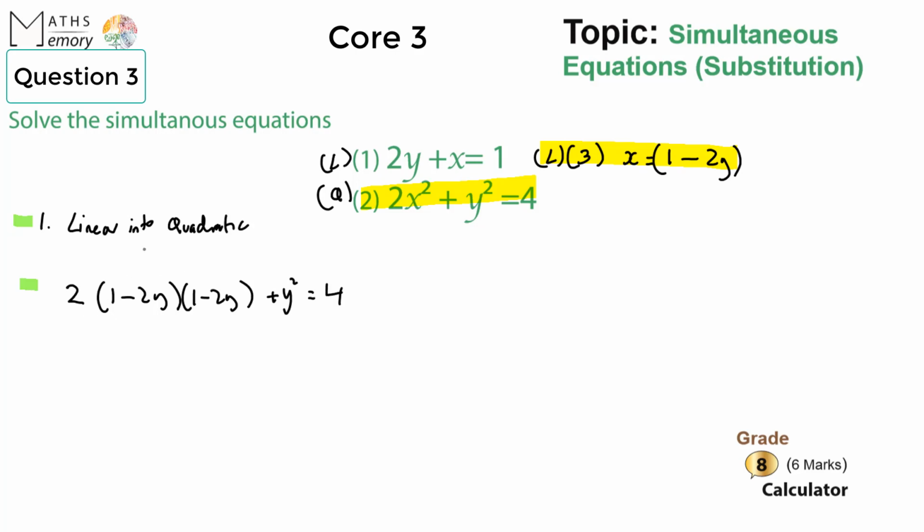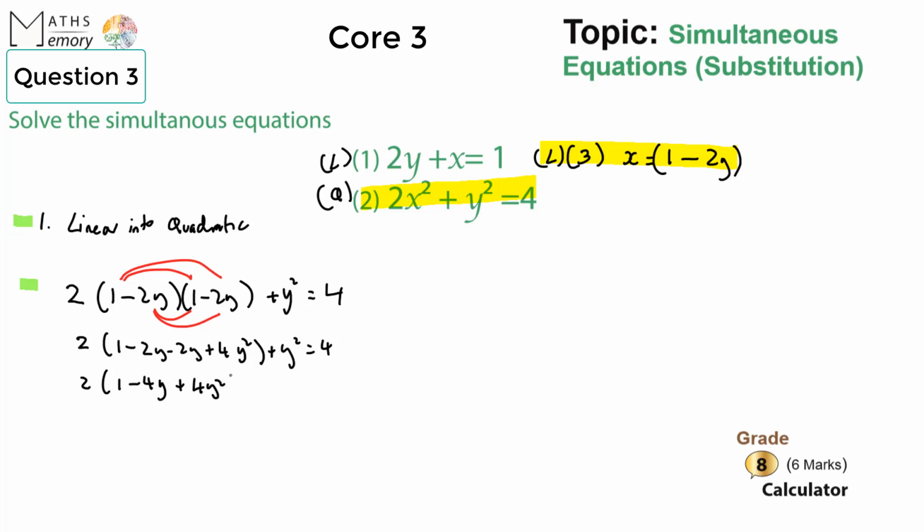Let's now multiply these brackets out over here. Crab claw, 1, 2, 3, 4. Another way of doing this is to multiply this bracket by 2 first of all, and then that answer by 1 minus 2y. But either way, it doesn't really make a difference as long as you get this answer right over here. So this will be 1 minus 2y plus 4y squared plus y squared equals 4. So this is 1 minus 4y plus 4y squared plus y squared equals 4.